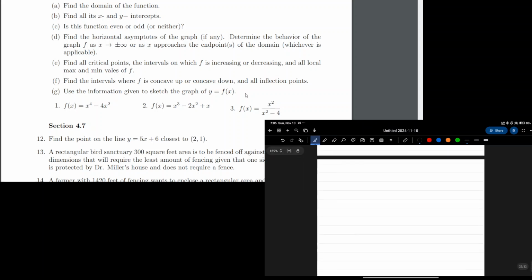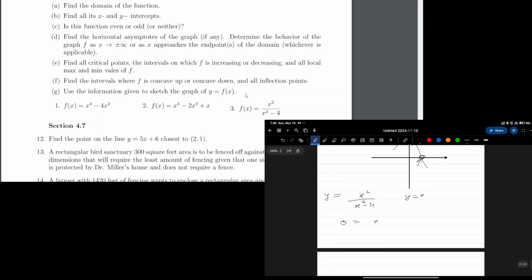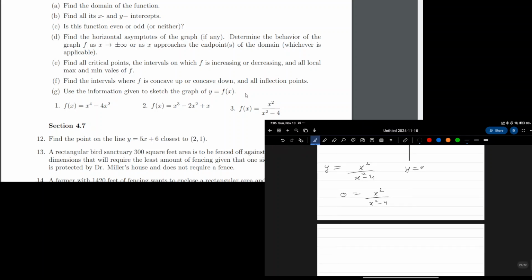So let me take that to my advantage. 0 equals x squared over x squared minus 4. If I multiply by x squared minus 4, it becomes 0 equals x squared and x equals 0. So my x-intercept is 0.